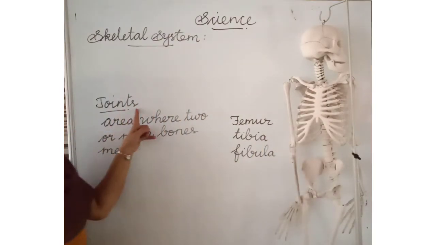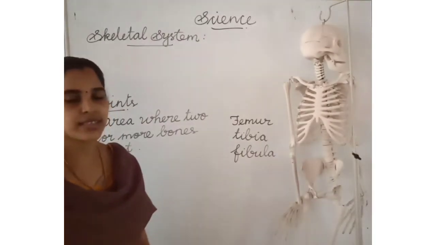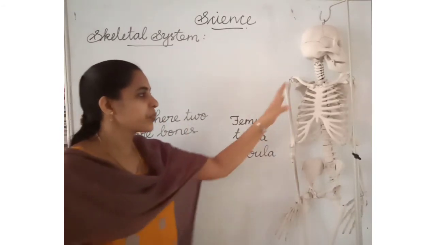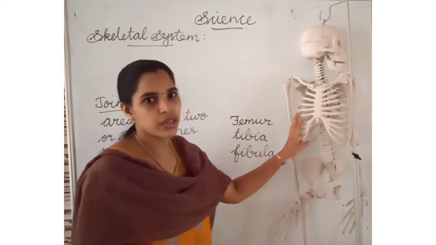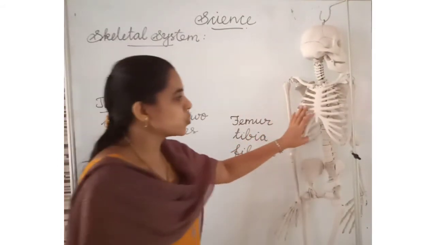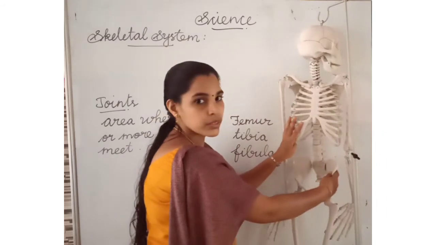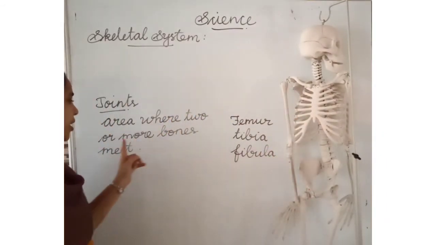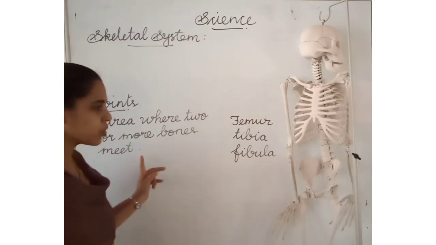Today we are studying about joints. What is the meaning of joints? Without joints, we cannot move the skeletal system. The area where two or more bones meet together is called a joint.